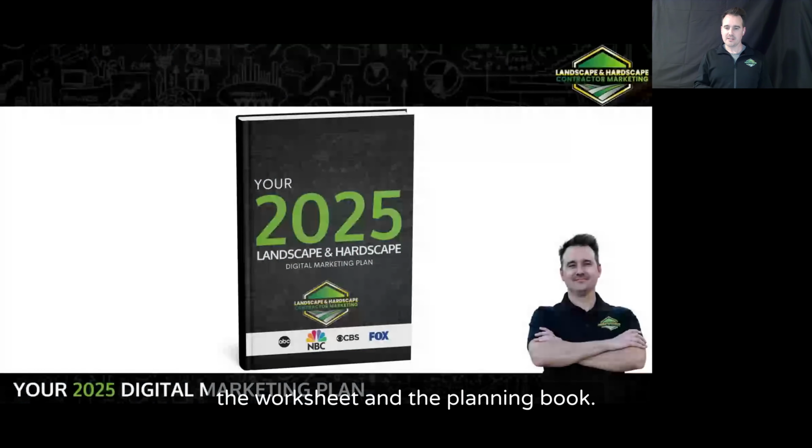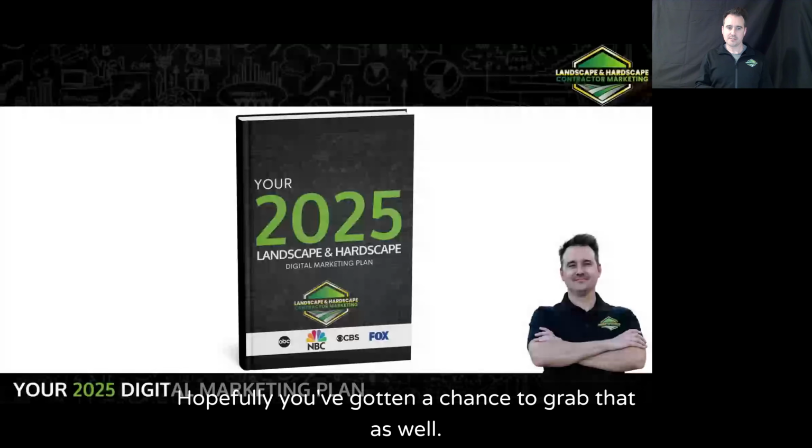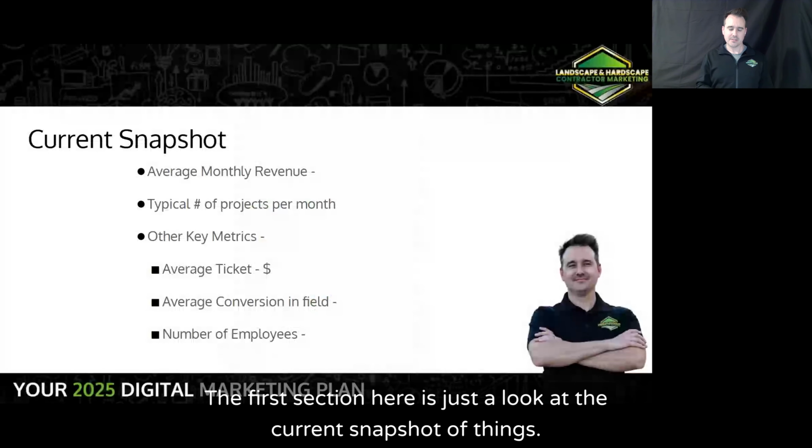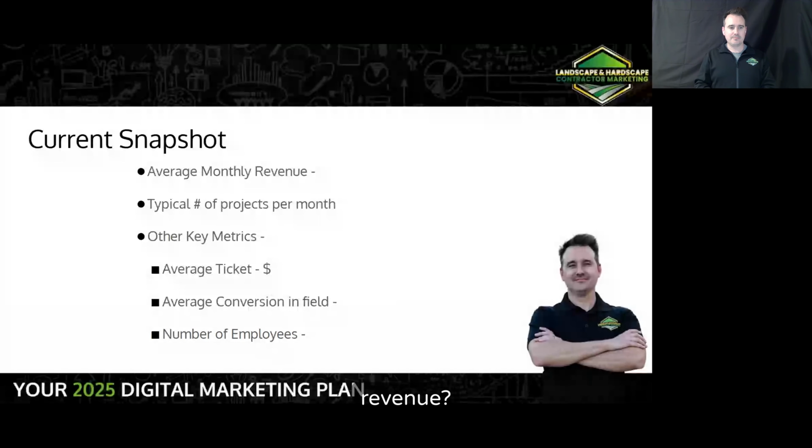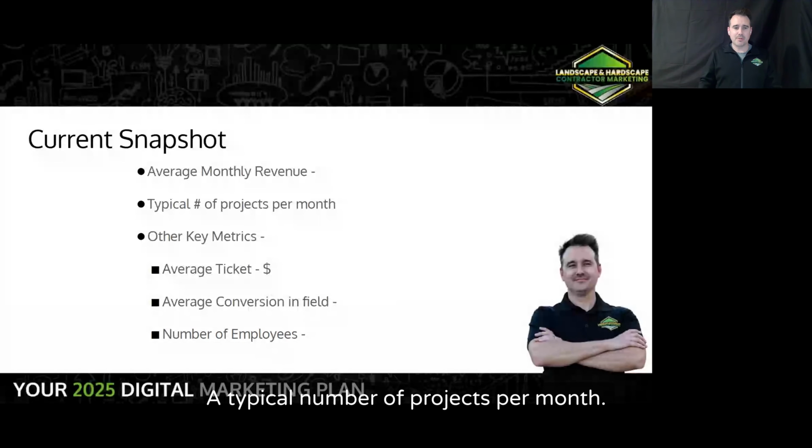The worksheet and the planning book. Hopefully you've gotten a chance to grab that as well. The first section here is just a look at the current snapshot of things. You can fill in these details yourselves, but what is your average monthly revenue? Typical number of projects per month?